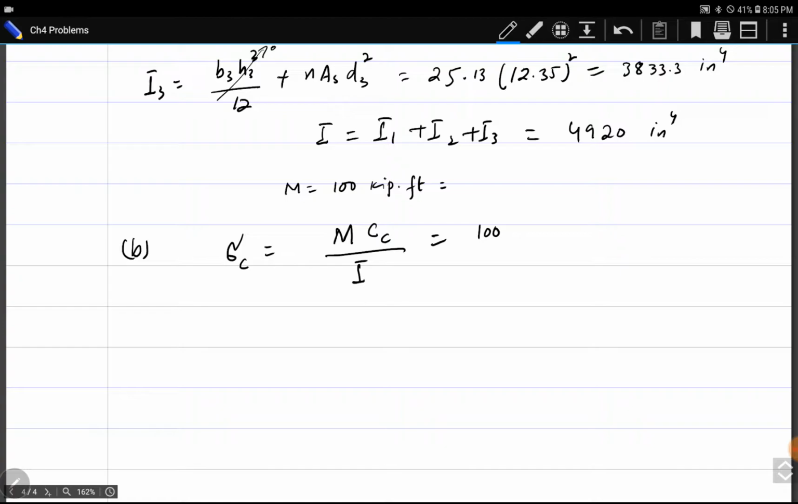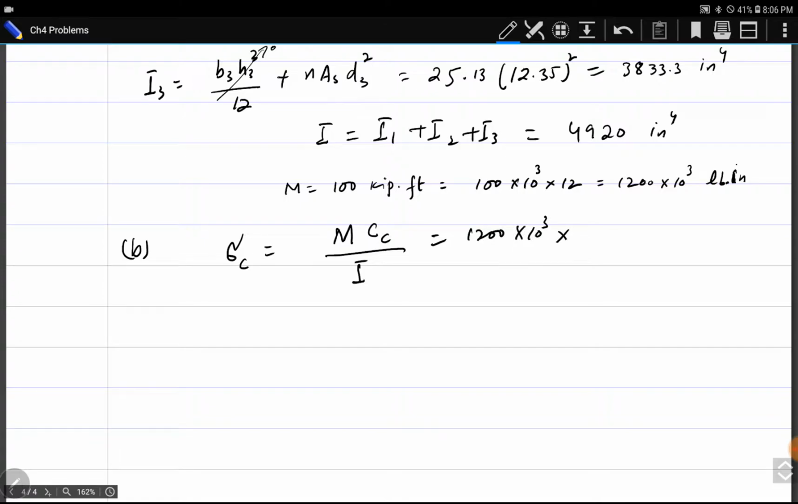1 kilopound is equal to 10 power 3 pounds, and 1 foot is equal to 12 inches. So 100 into 10 power 3 pounds, and I will multiply it with 12. It becomes 1200 into 10 power 3 pound inch. So the value of M will be 1200 into 10 power 3.